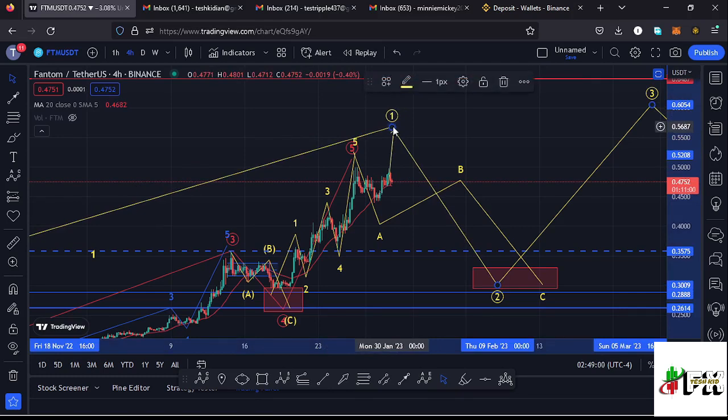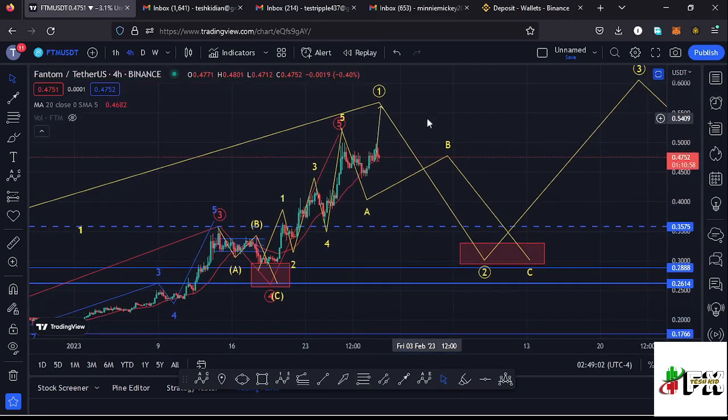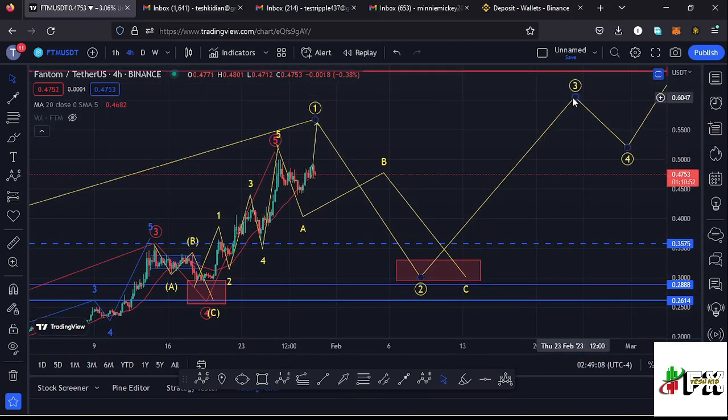And once that move plays out, then we can sketch out a new target area to the lower side in the formation of this wave 2, so that we can expect another bounce to the upside in the formation of that wave 3. So those are the two possible scenarios that can play out here on the Fantom chart, but for me, I'm in favor of having seen the high for that first wave, and whatever we are seeing at the moment is just a short-term bullish movement before we continue retracing in the formation of this wave 2. Then from there we can get back into Fantom and ride that wave 3 to the upside.